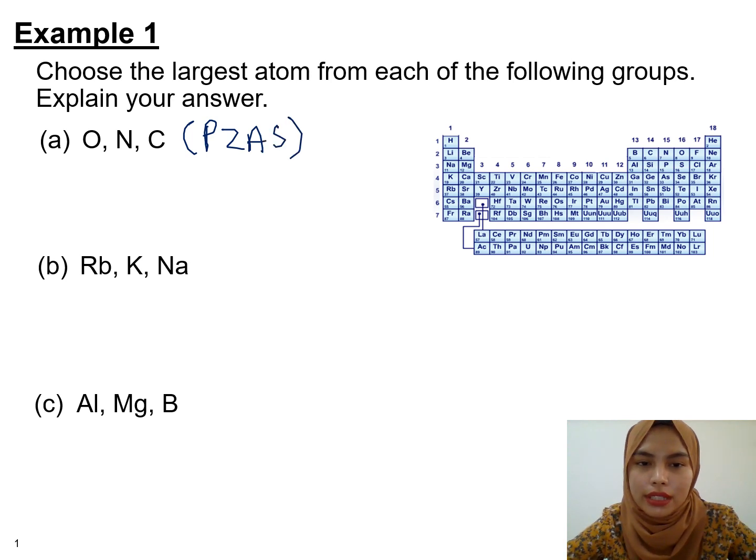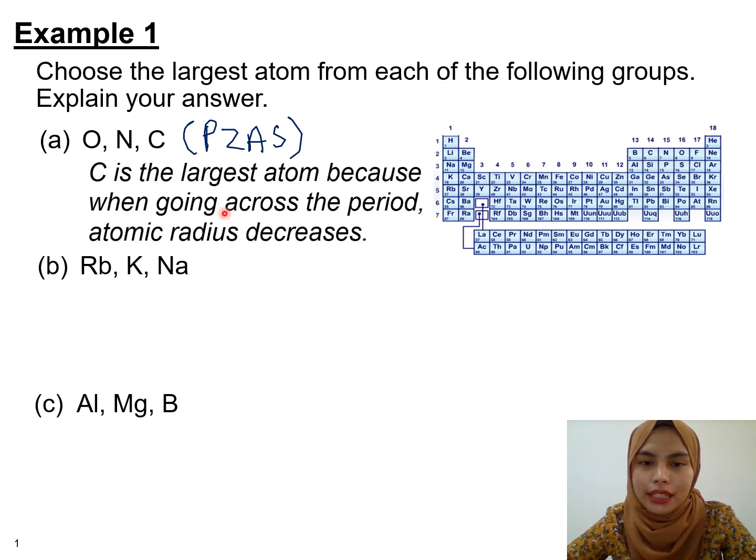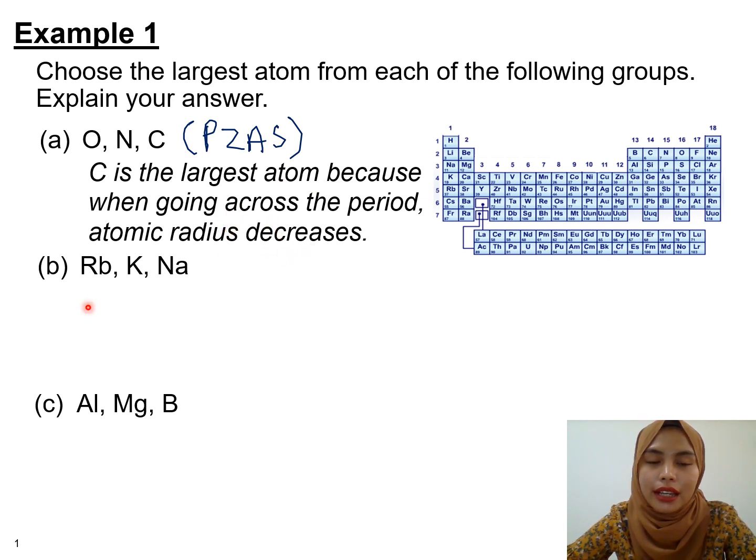Okay, sebab across the period the proton number will be increased. Bila proton number increase, the ZEF will be increased. Therefore, the attraction between nucleus and the outermost electron will be increased, and therefore the size will be decreased. So across the period, the size will be decreased from carbon to oxygen. So soalan nak largest atom, therefore carbon will be the largest atom because going across the period, atomic radius akan decreases. Next group ialah rubidium, potassium and sodium.